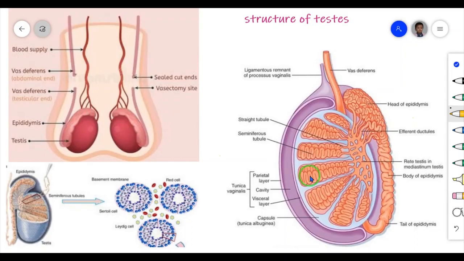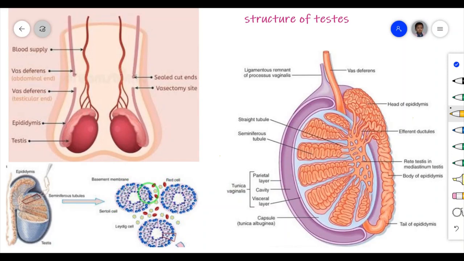These Sertoli cells are otherwise known as supporting cells. These cells provide nutrients to the developing sperms. So the seminiferous tubules produce what? Sperm, and the Sertoli cells provide nutrients to the developing sperms. Now you see this diagram. This is the Sertoli cell. These cells are present in this region, in the seminiferous tubules, near to that. So these cells provide nutrients to the sperm.